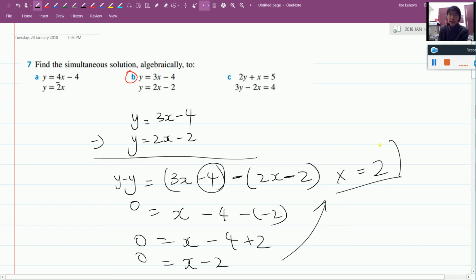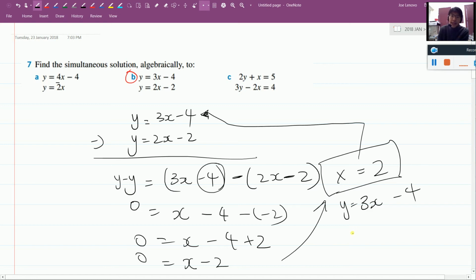When x is equal to positive 2, we substitute into, I always use the first one, it's easy to see. It doesn't matter if you use the second one, but y is equal to 3x minus 4 at that point when x equals 2. 6 minus 4 is equal to 2. y is 2. Then the point where the graphs meet one another is (2, 2).